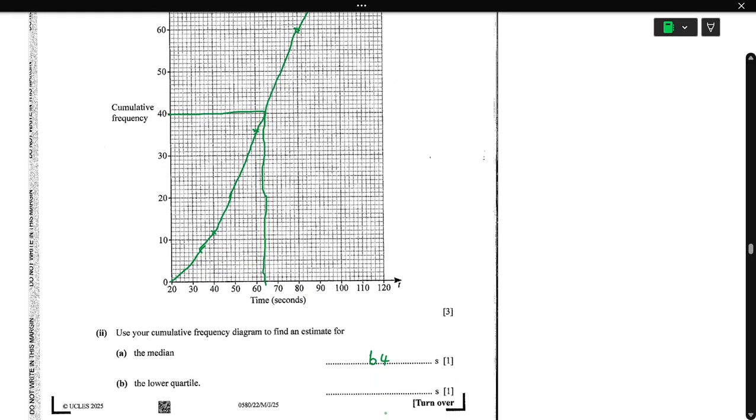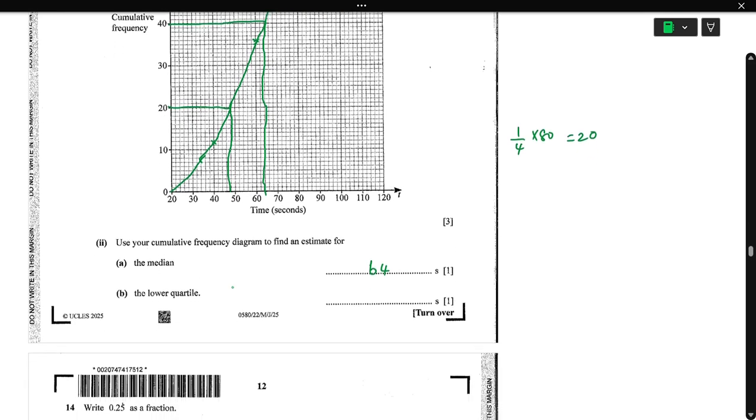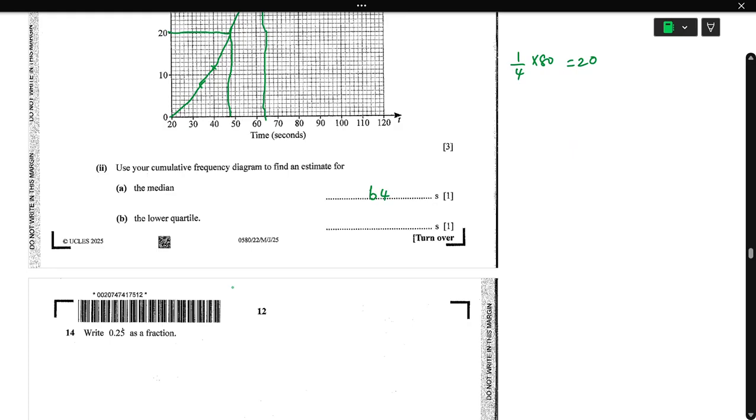Okay, the next question, find the lower quartile. The total frequency is 80, so 1/4 of 80 is going to be 20. So 20 is here, just come across from 20 here. Each unit is 2, so the approximate value is like 48.